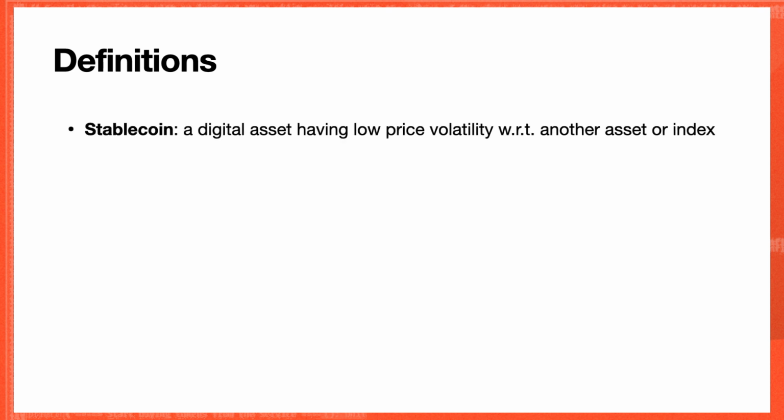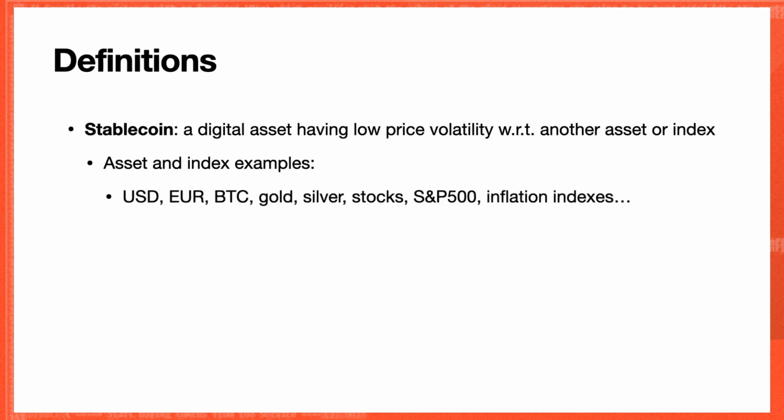Let's start with some definitions to explain the title of this talk. First, by stablecoin, we mean a digital asset having low price volatility with respect to another asset or index. Some examples of assets and index are, for example, the USD, Euro, even Bitcoin, gold, silver, stocks, indexes like the S&P 500, inflation indexes.